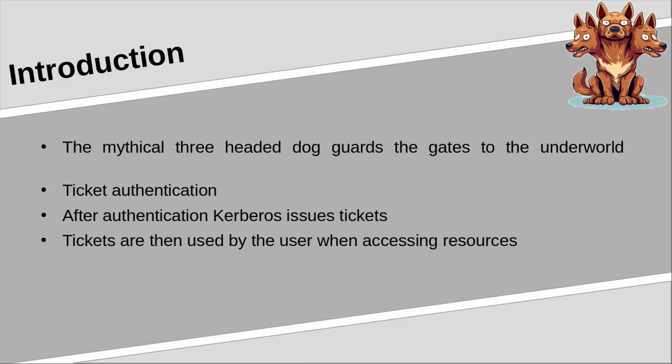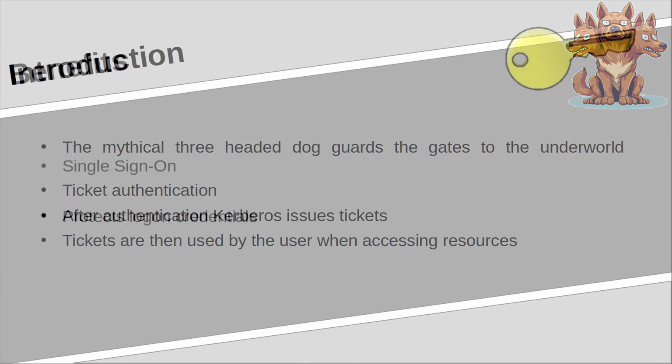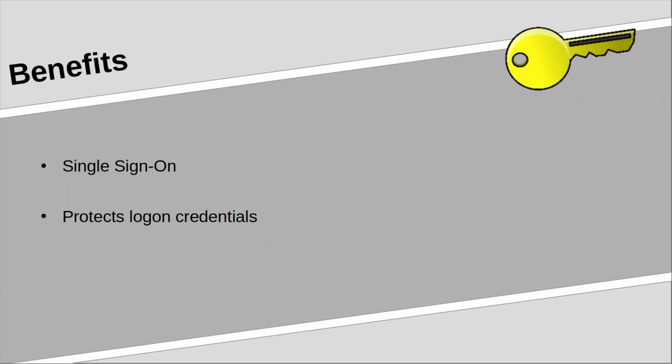Kerberos is a ticket authentication methodology. After authentication is complete, by proving identity and checking the user is authorized, then Kerberos issues tickets which can be used when requesting access to resources. Kerberos provides single sign-on, allowing users to log into multiple systems with a single username and password. It also protects logon credentials using symmetric cryptography.